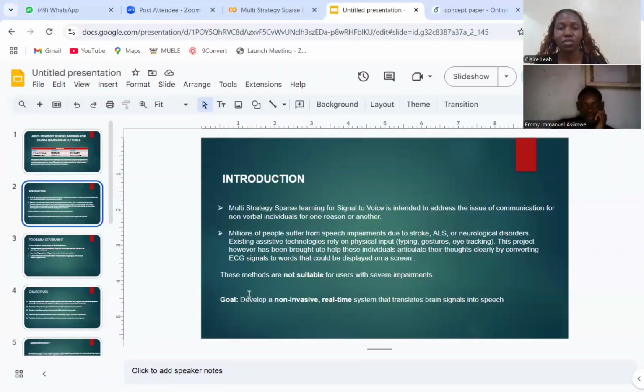The goal here is to develop a non-invasive real-time system that translates those signals to voices. The non-invasive system is where there is no entering into someone's body. Okay, a better way to understand it: nothing is inserted into someone's body in order for the system to be successful.